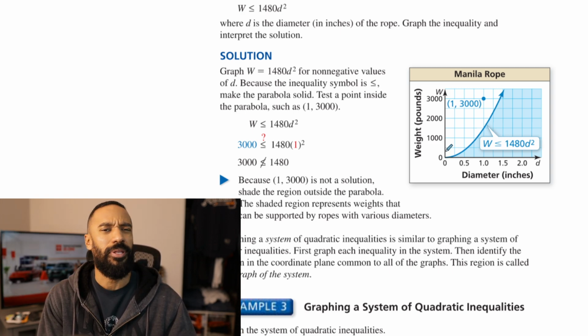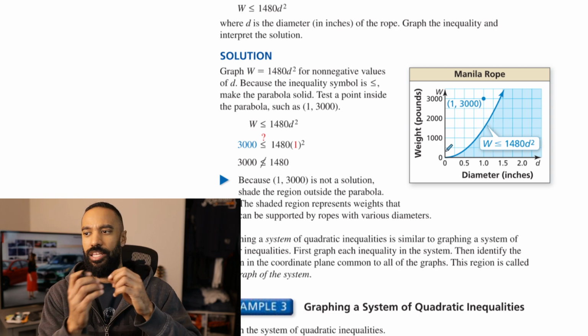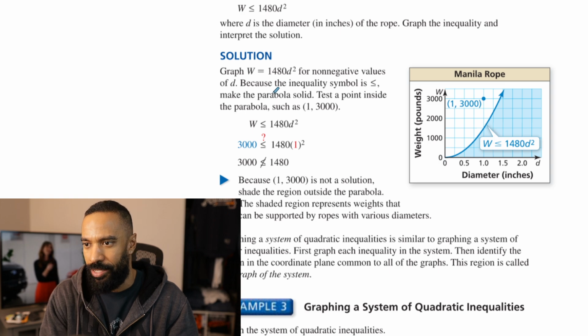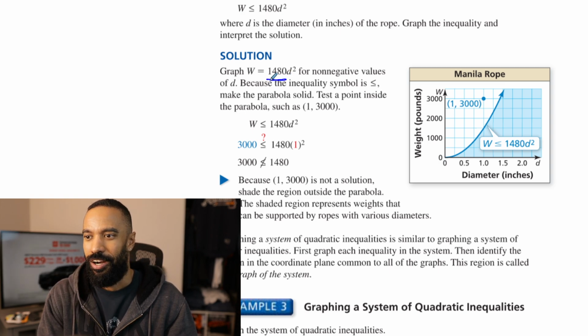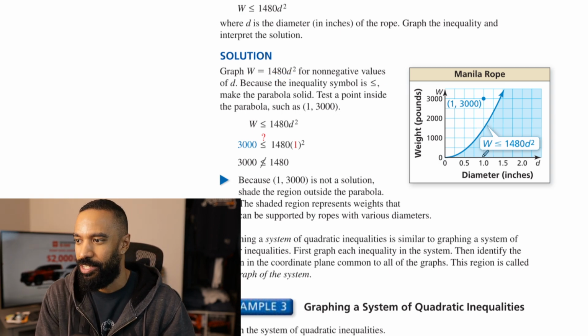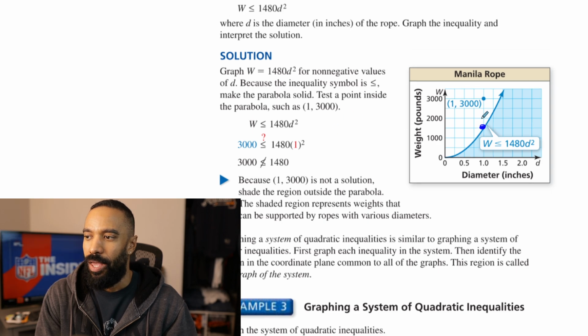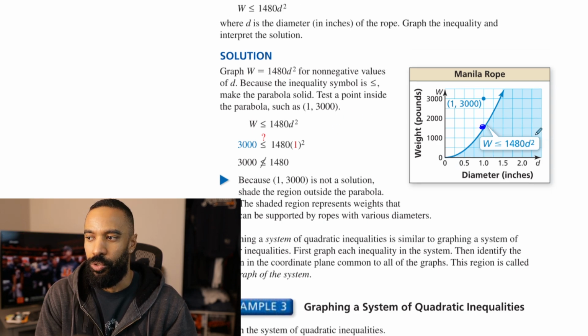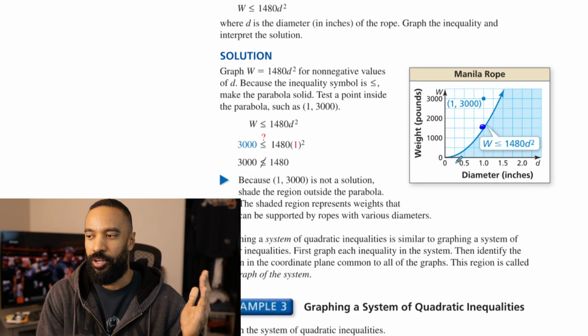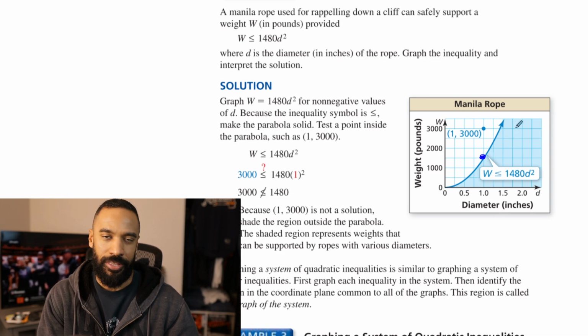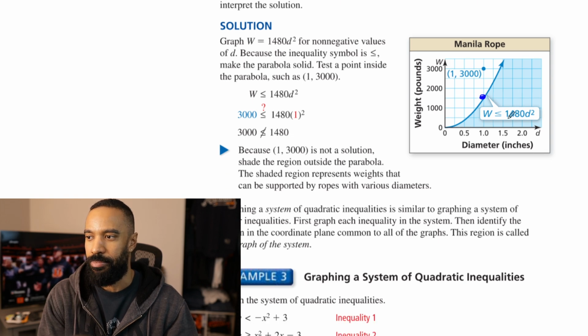Here's a basic problem. The vertex is at the origin. It's going to do its stretch thing. Maybe we can use a graphing calculator to hit some specific points, but that's your stretch factor. All right, 1480. So that's fantastic. At 1, 1480. You know, that's a point on here. Anyway, so shading underneath represents solutions to this thing. That means if the diameter is some certain length, then you can maintain that weight there as you're rappelling down, and you'll be good. You can keep that weight.